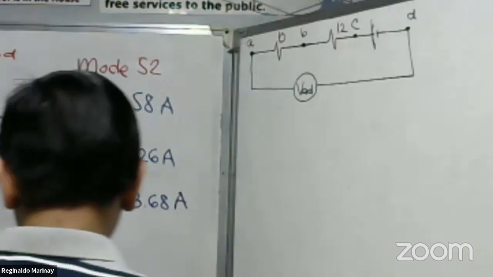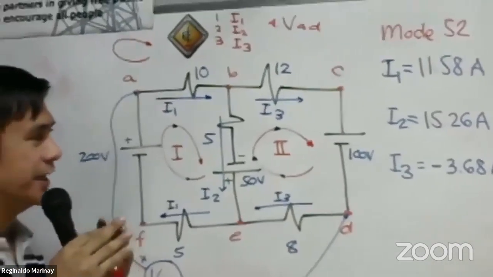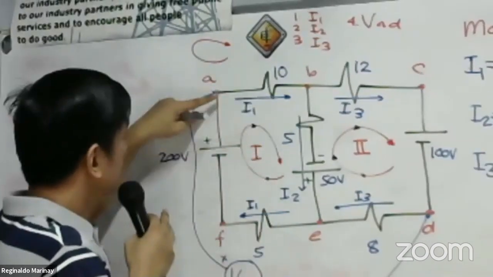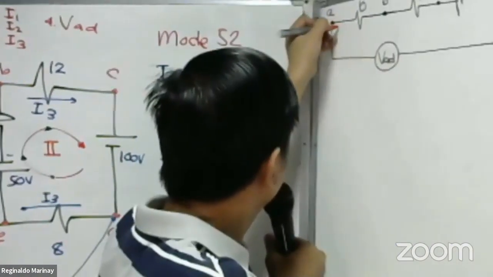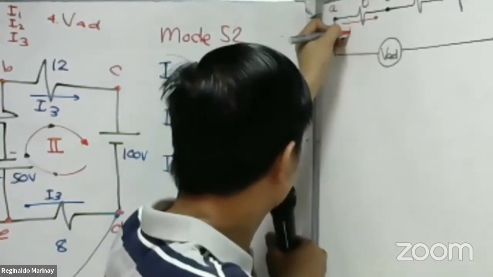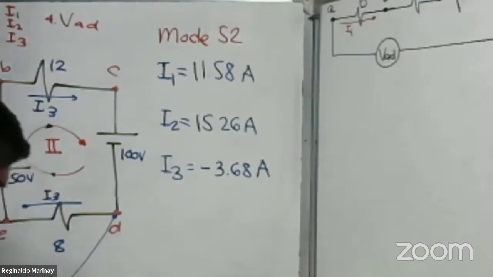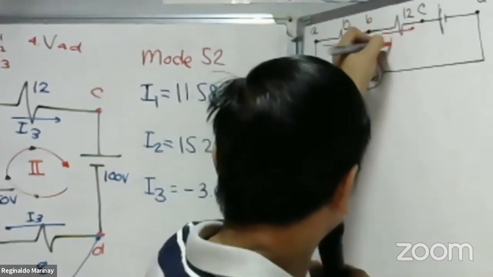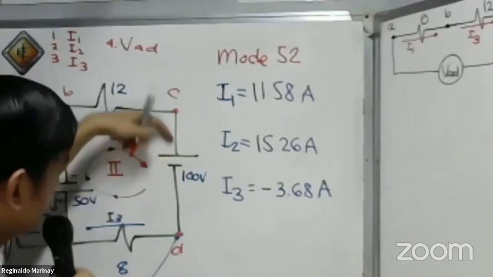So let us have now the current. The assumed direction of current must not be affected. You assume from point A to point B. For I1, it will not change. Of course, that is still from point A to point B, put here I1. What about here? From B to C, we have I sub 3. Okay? And anyway, this is just a voltage source.